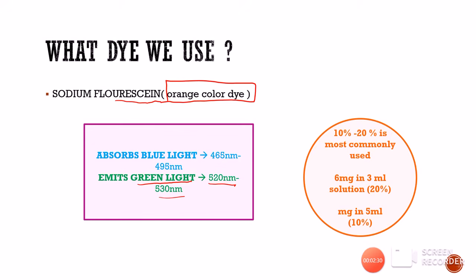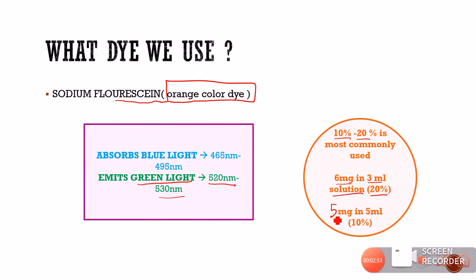The next question, which is very commonly asked, is what is the concentration of the fluorescein that we use? The concentration that we use is about 10% to 20%, which is the most commonly used. If we are using the 20%, it is usually in a 3 ml solution, and the 10% one is nothing but 5 milligrams in 5 ml solution.